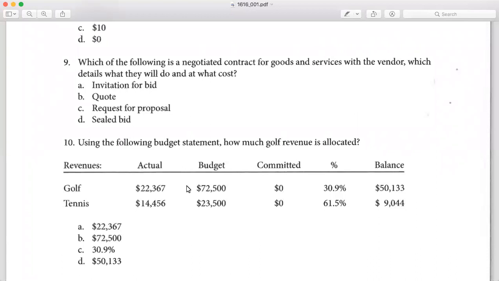So my methodology worked because I've never heard that term allocated before. But it's the approved budget amount. So it's whatever's in that line under budget. Golf is 72,500. All right.